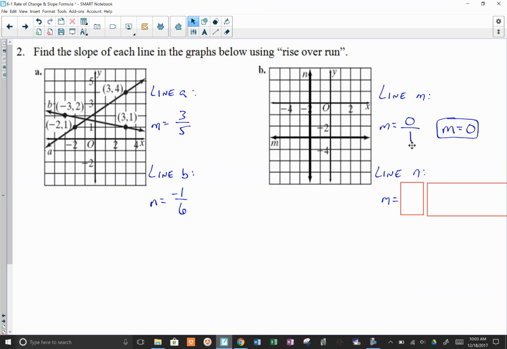Line N is a vertical line. So we hopefully know that that is undefined slope automatically. And again, using rise over run to show it, you could put any value in your numerator. You can go up or down as much as you want, positive, negative, doesn't matter. But then left and right, you can't move at all, so that would be a 0. 0 in the denominator is always undefined.